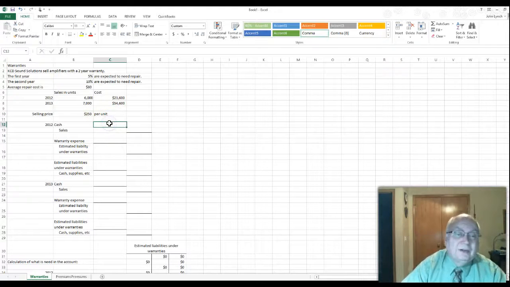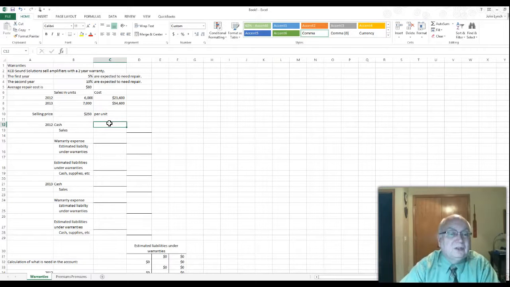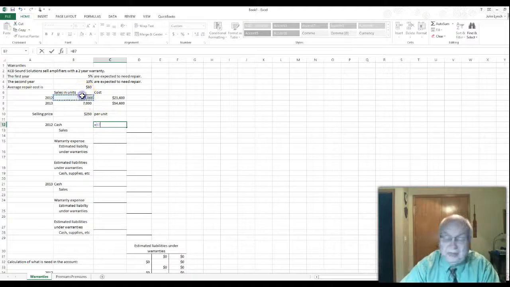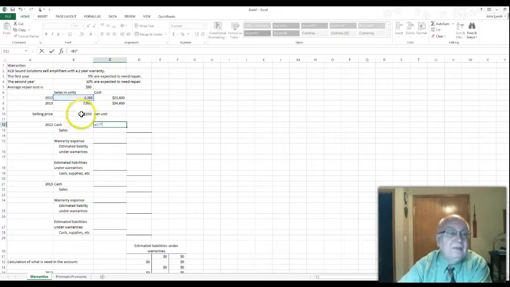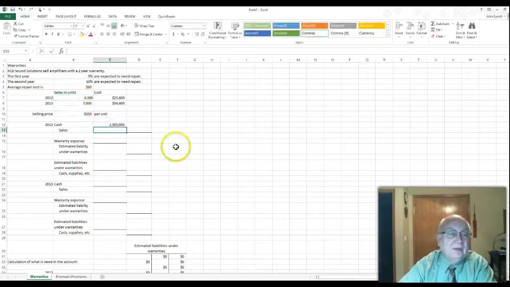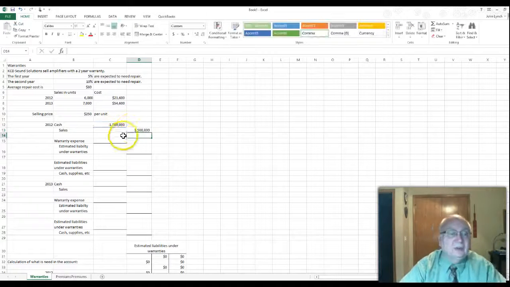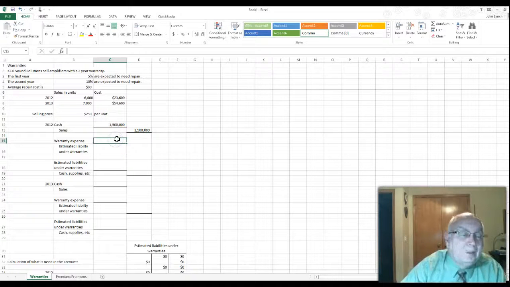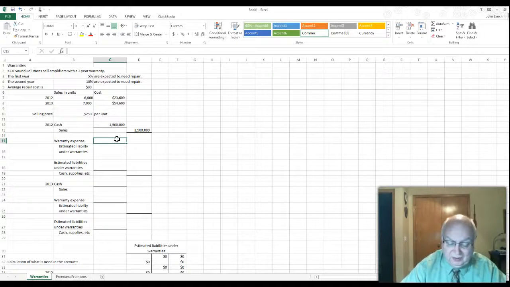The first thing we're going to do is simply record the sales. So we'll take the 6,000 units times the $250 per sale, and that gives us $1,500,000. That's just a normal sales price. But the warranty expense is what we need to work on. We need to record it at the time of the sale.